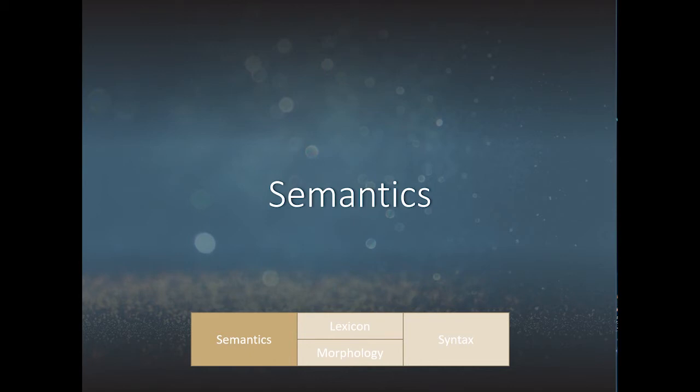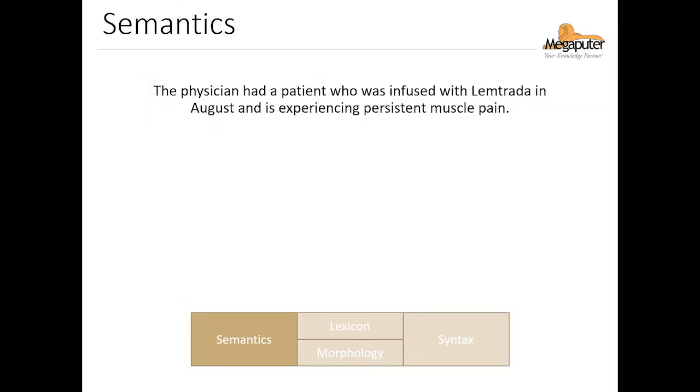Now, let's move on to semantics, which refers to the meaning and the relationships between words with similar meaning. So, let's continue with the same example. Now, we know patient is a person, and Lemtrada is a drug, and muscle is a part of the body, and pain is a bad thing, and a possible side effect. So, advanced text analysis systems like PolyAnalyst can apply knowledge systems or ontologies that are in the form of structured dictionaries. And these dictionaries contain this sort of semantic knowledge and word relationships.